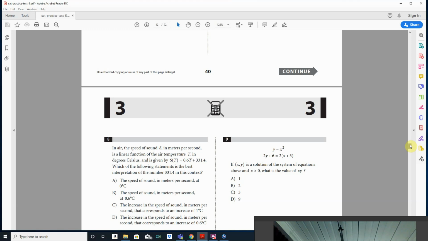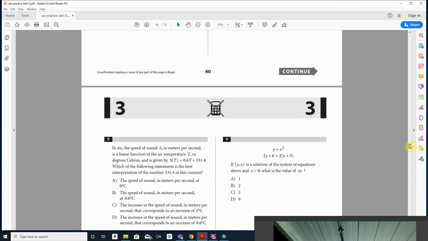Okay. So, y equals x squared, 2y plus 6 equals 2x, 2 times x plus 3 in parentheses. If (x, y) is the solution of the system, where x is greater than 0, what's the value of xy?